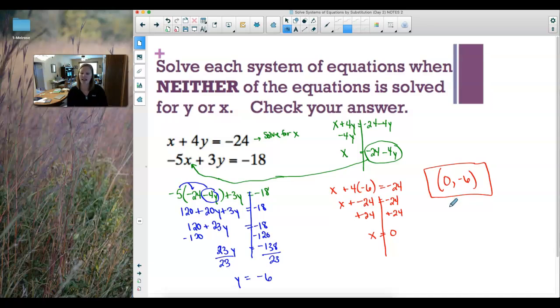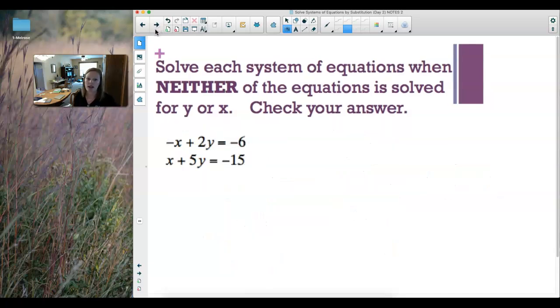And I like to always go back and just make sure that it works. If x is 0 and y is negative 6, we have 0 plus negative 24, which is negative 24, so that one works. If x is 0 and y is negative 6 in the second equation, we have 0 plus negative 18, which is negative 18. So again, it works in both scenarios, okay?